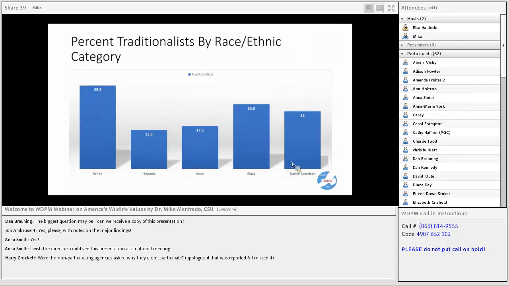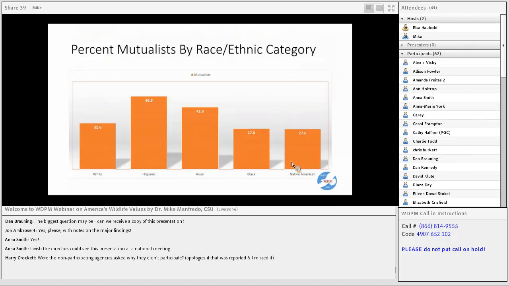A couple of final slides, when we think about the audience to be served in the future. We had an unusual opportunity because of the way we sampled. We wanted to make sure that we had good representation from underrepresented classes in the U.S., and so we had a targeted sample of Hispanics, Asians, African Americans, and Native Americans. This is pretty interesting because it shows the percent of traditionalists by ethnic and race category. Among Anglos, a third are traditionalists, and less than half of that for Hispanics and Asians, and less for all the other categories, but less of a contrast for African Americans and Native Americans.